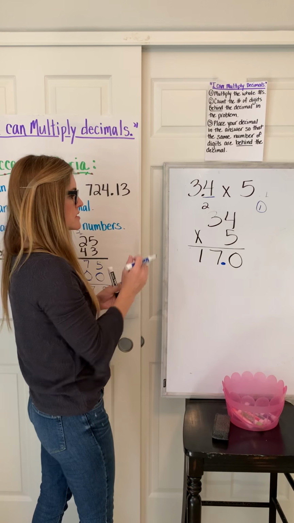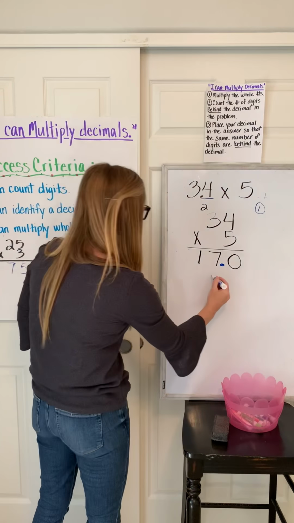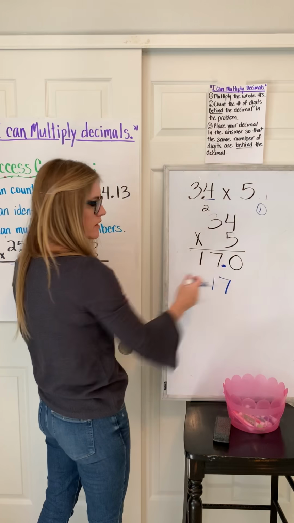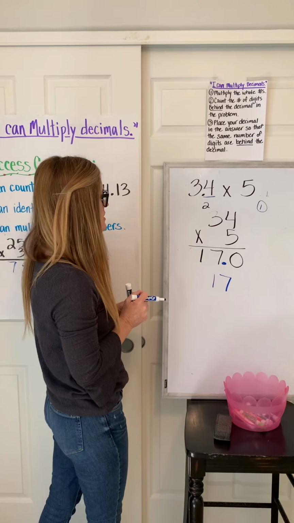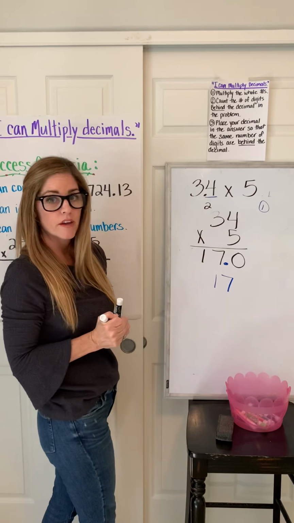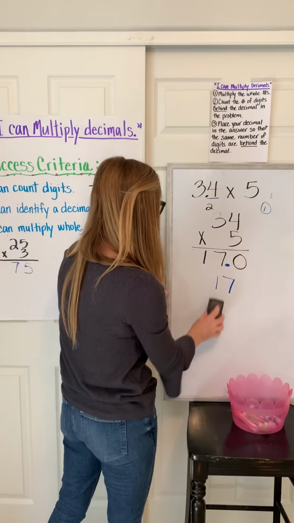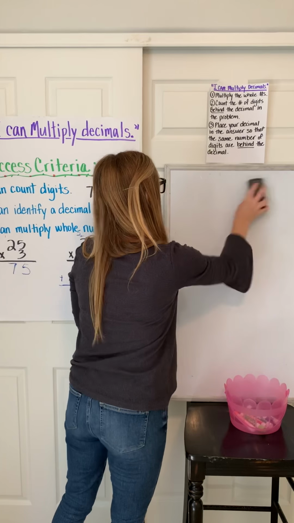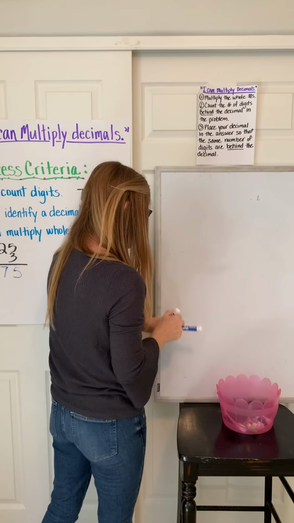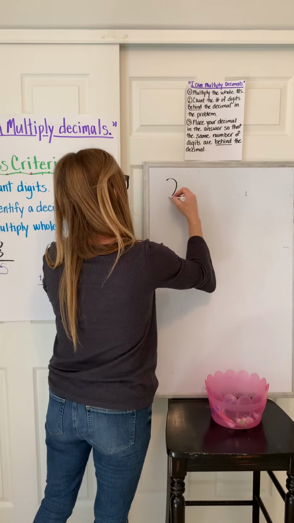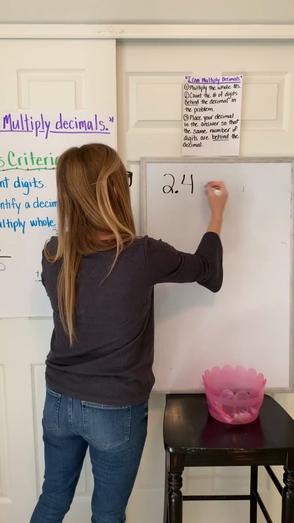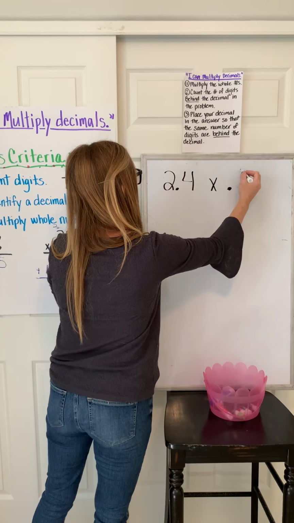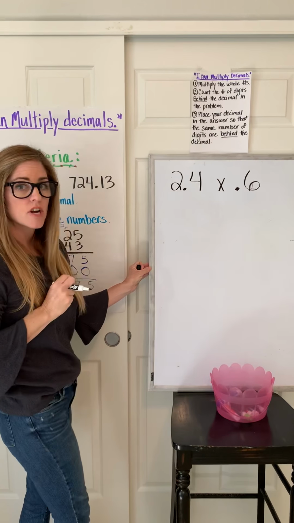So my answer would be 17. It could be written as this because we wouldn't necessarily need to write that, but that wouldn't be incorrect. So 17 whole would be the answer there. We're going to go ahead and practice some more, so don't feel stressed out. Let's go ahead and try where we have a little bit more decimals. So we're going to give that a try with the same steps.